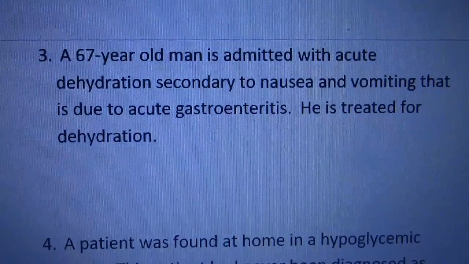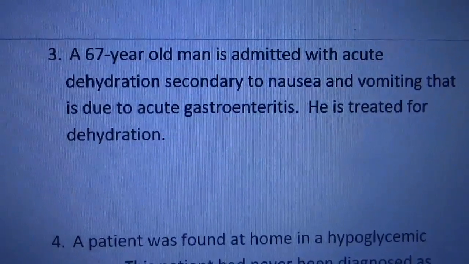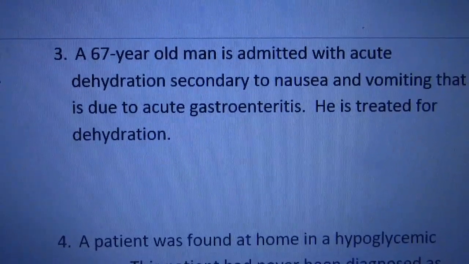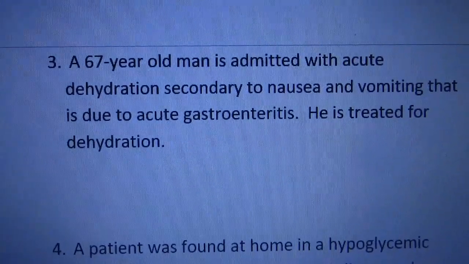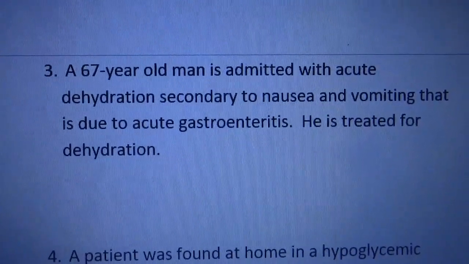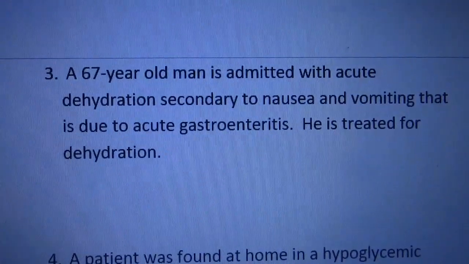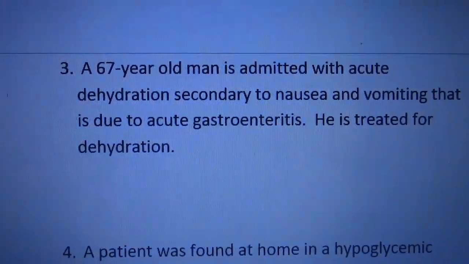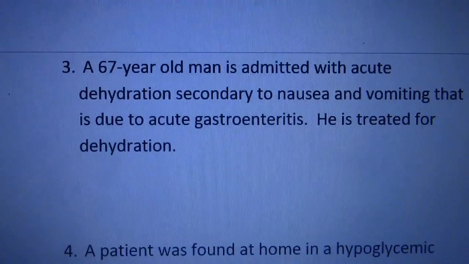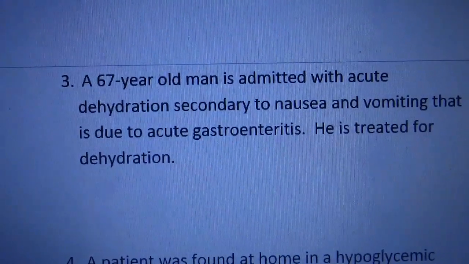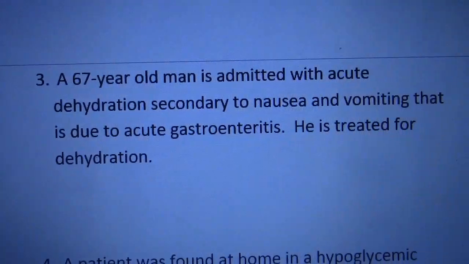So it says here, he is treated for dehydration. So dehydration should be coded first. And dehydration is E86.0. But we also need to identify the fact that they have nausea and vomiting due to acute gastroenteritis. So we need to identify the acute gastroenteritis, which is K52.9. Now it says nausea and vomiting, but that is due to.